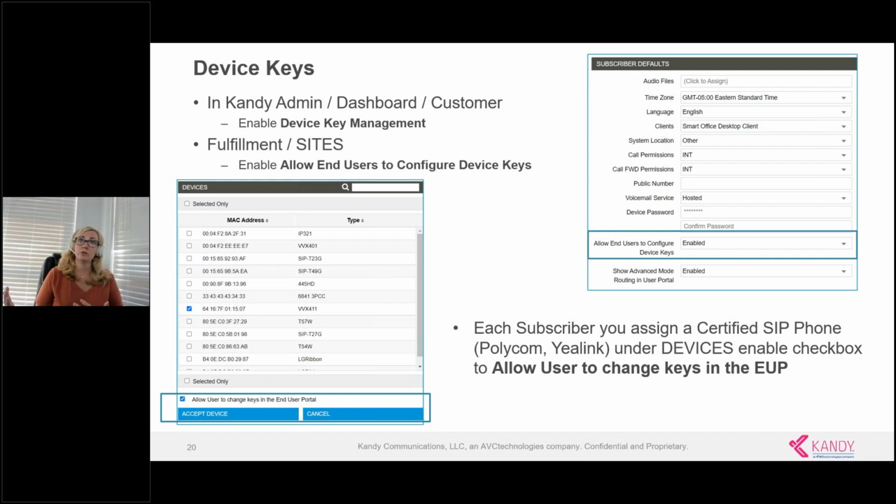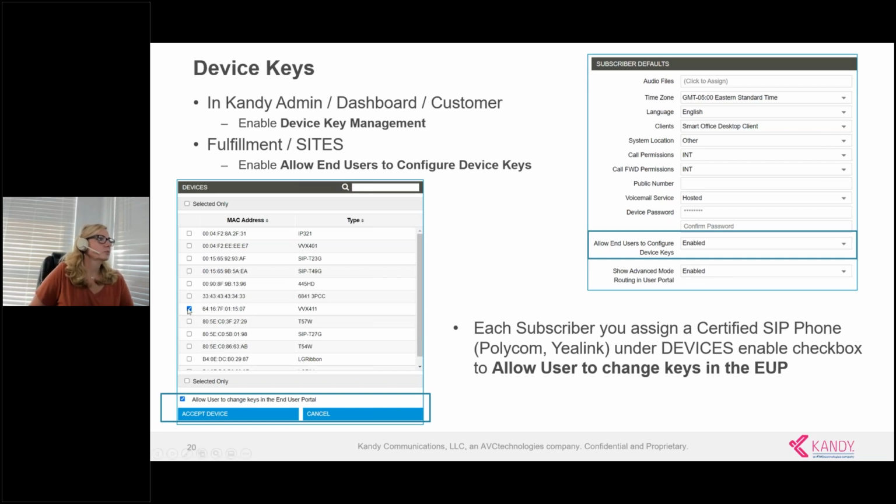You could do that on a user by user basis. And so when I go in then, and again, this is within sites, allowing users to configure device keys, you could say enabled. And you also see the other one, the advanced mode and routing in the end user portal, that is set to enable in mine as well. If you disable it, it won't show in the end user portal.